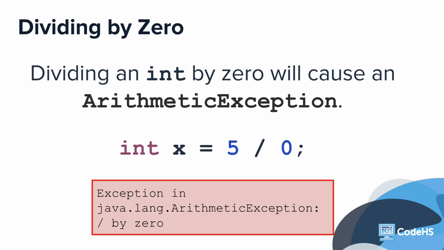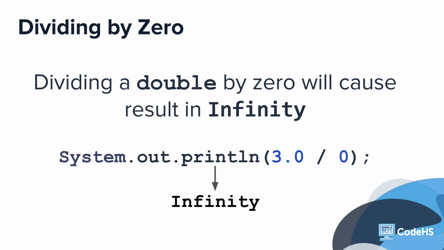One last important note, dividing an int by 0 will cause an arithmetic exception. Dividing by 0 causes the variable to store the value of undefined, which cannot be used in arithmetic expressions. On the other hand, dividing a double by 0 will cause a result of infinity. Infinity in this case is not just a word that is being printed. Infinity is actually a special value in Java, and it helps prevent programs from crashing while working with really large numbers.